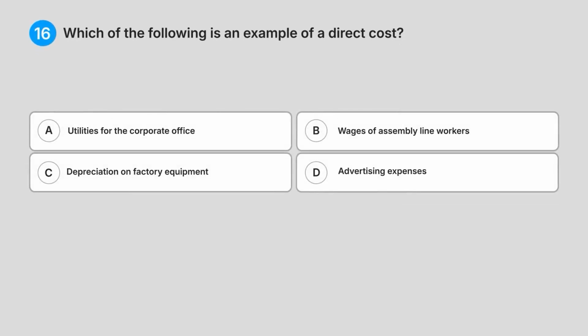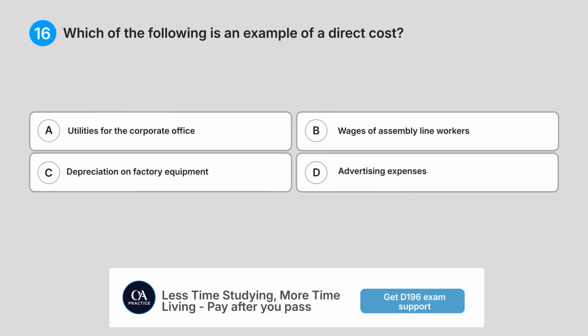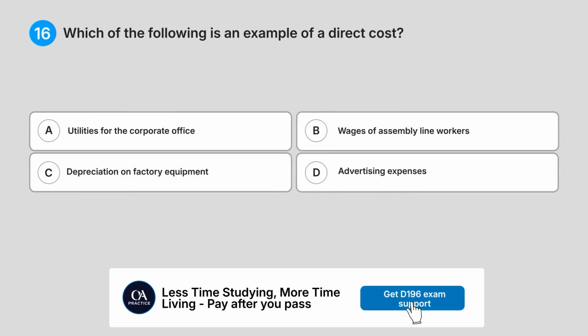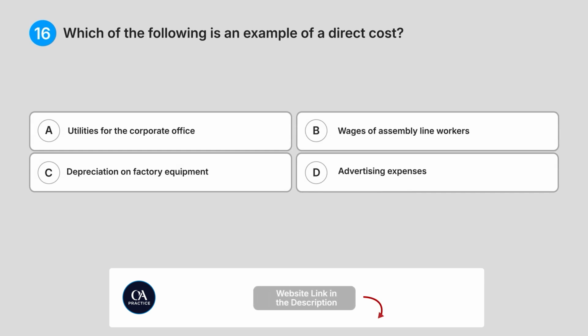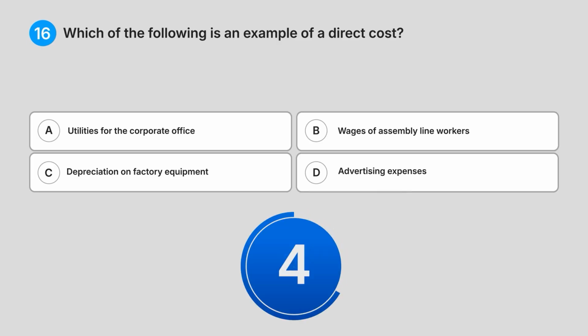(16) Which of the following is an example of a direct cost? A. Utilities for the corporate office. B. Wages of assembly line workers. C. Depreciation on factory equipment. D. Advertising expenses. Do you know the answer?